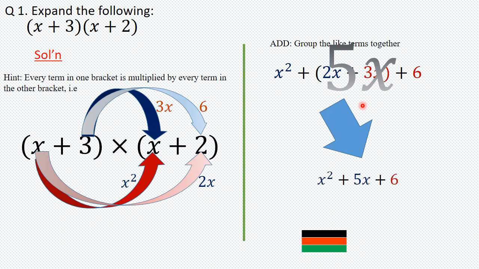Now, the expression becomes x squared plus 5x plus 6, and that is simply how we expand two brackets to get a quadratic expression.